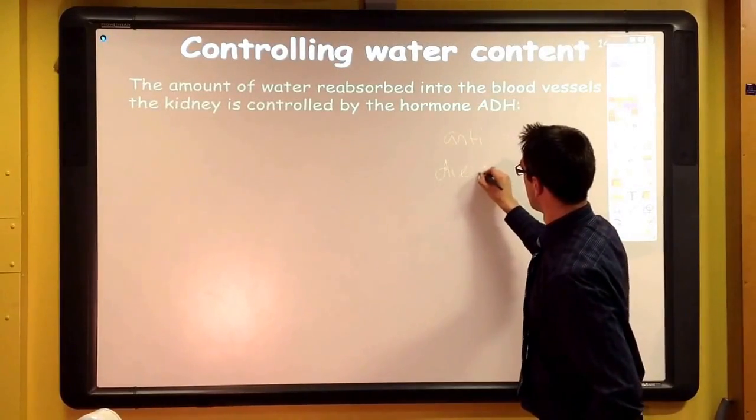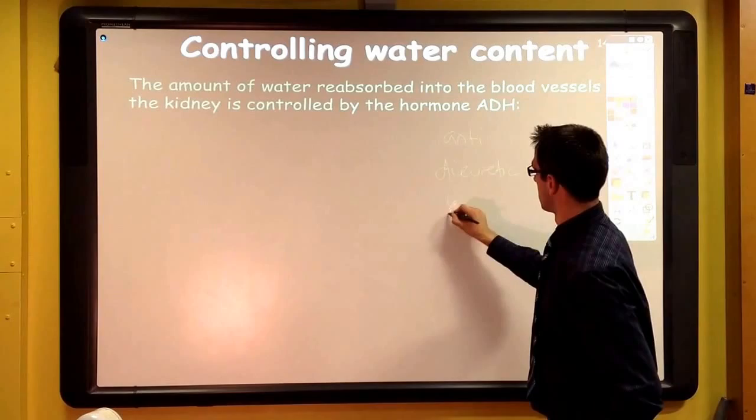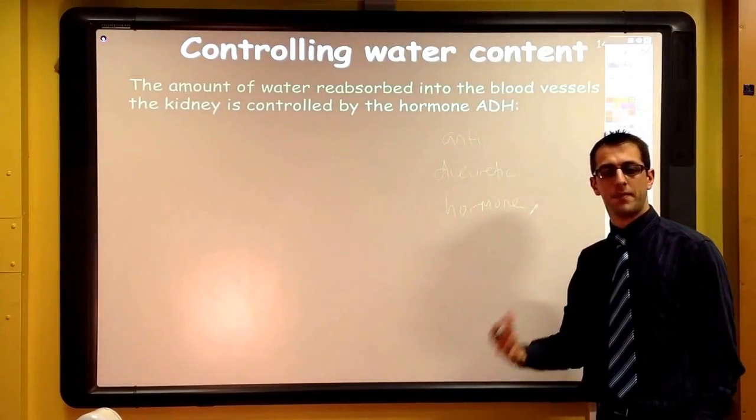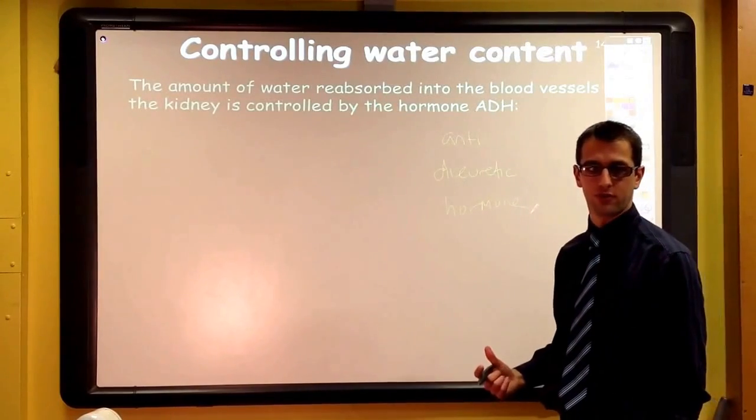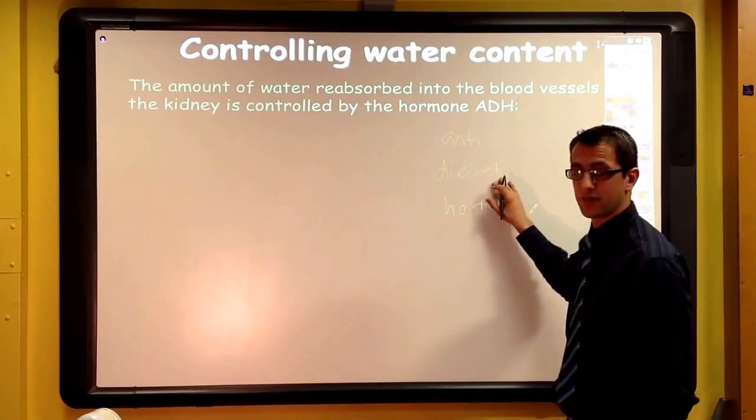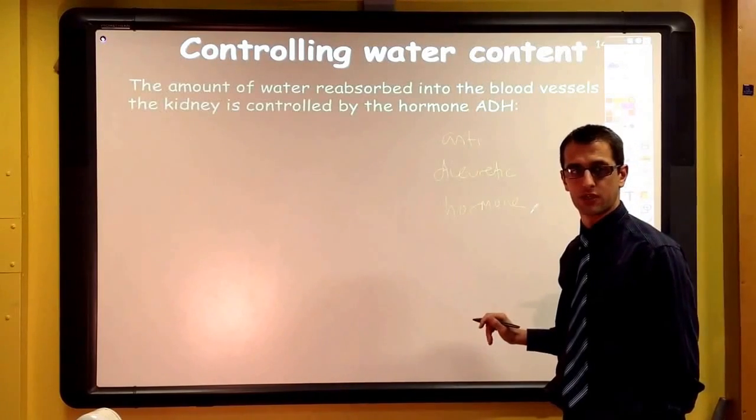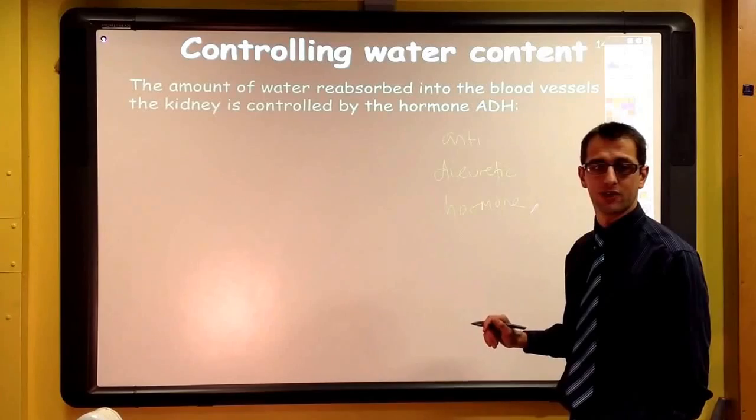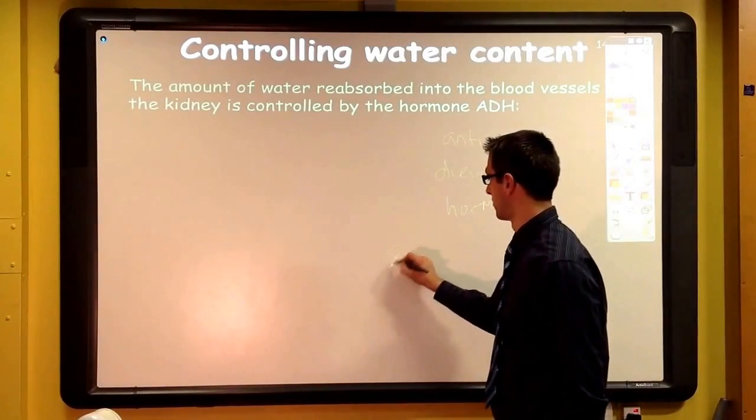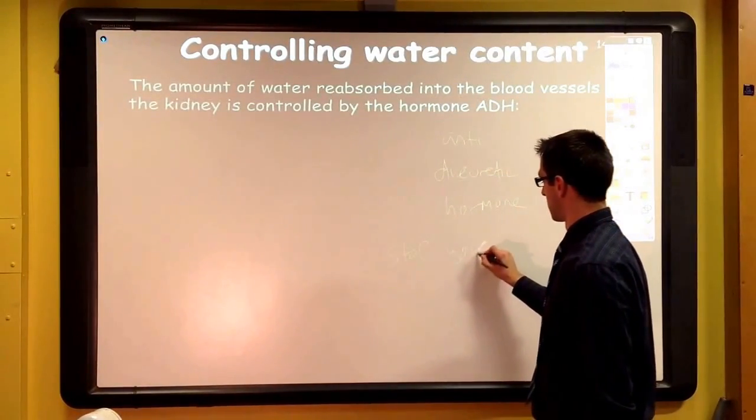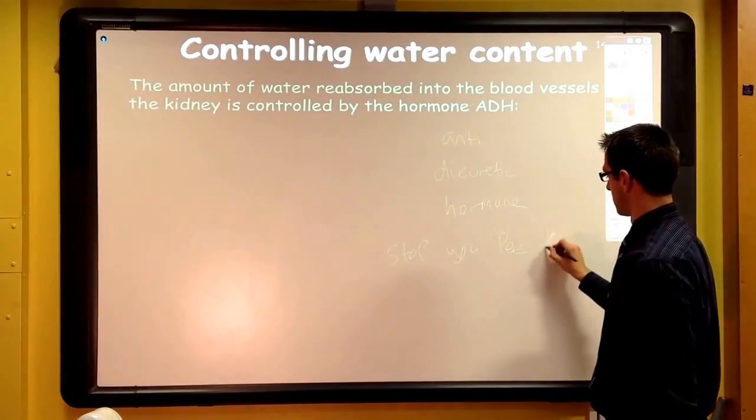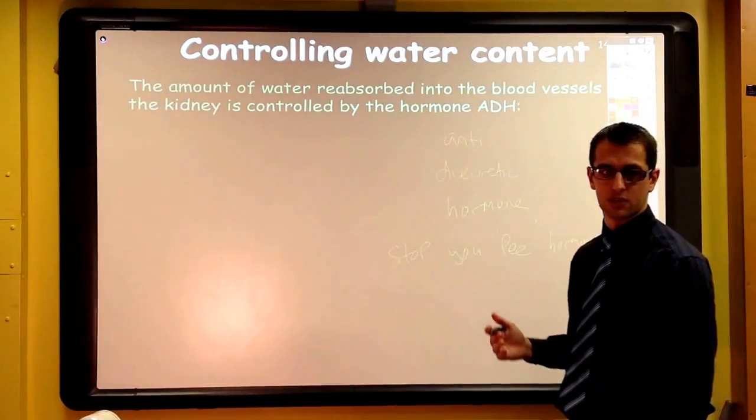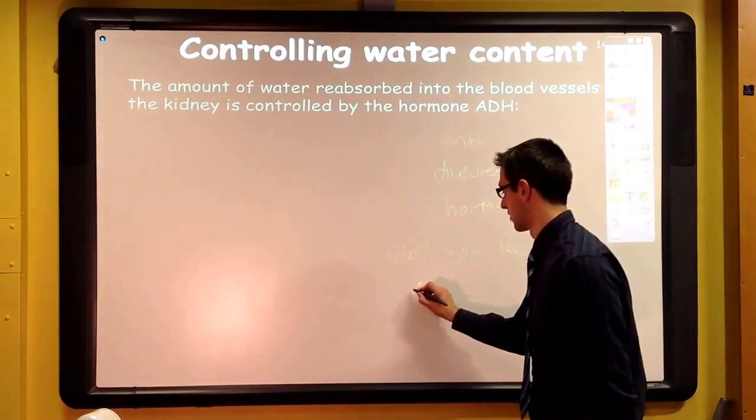Antidiuretic hormone. And diuretic is something that makes you produce lots of urine. So if this is an antidiuretic hormone, it stops you producing lots of urine. So it's sometimes referred to as the stop you pee hormone. And that's the way to remember what it does. It reduces the amount of urine you produce.